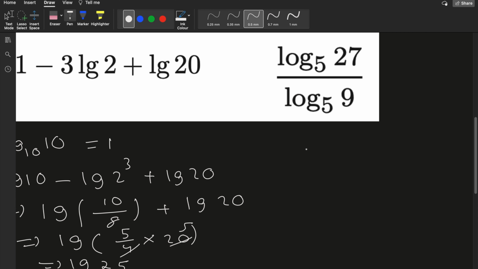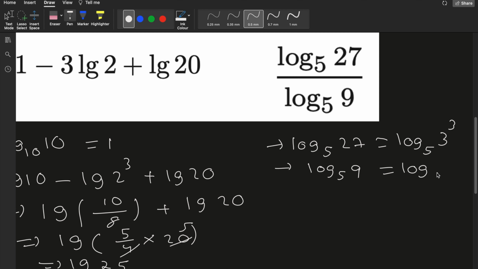Now let's work on the next one. So in this case, we can write this as log base 5, 3 to the power of 3. This may not make sense right now, but just hold on. So that's the first one. This we can write log 9 base 5 as log 5, 3 squared. So now if we substitute these two, we can write it as this.